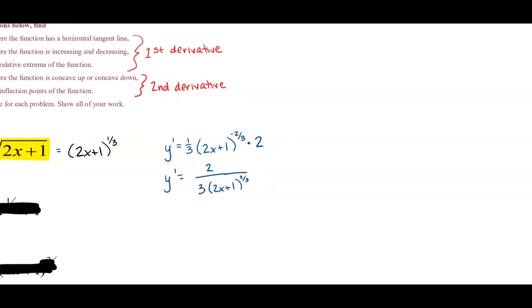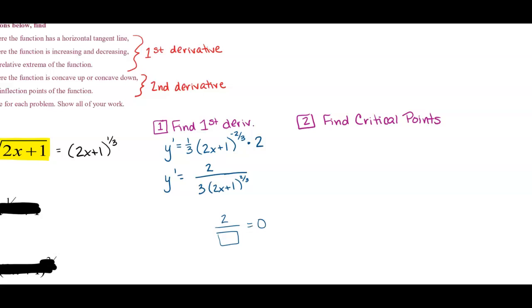Next step is to find critical points. Now remember, to find critical points, we want to know where is the derivative equal to 0 and where is it undefined. Well, in order for the derivative to be equal to 0, the numerator would have to be 0. There is just no way that you can have 2 over something and have that be equal to 0 in the end. It's just not going to happen. So it's something that we should check, is to say y prime equals 0, but there's no solution to that. So we'll just move on to the second part of finding critical points.